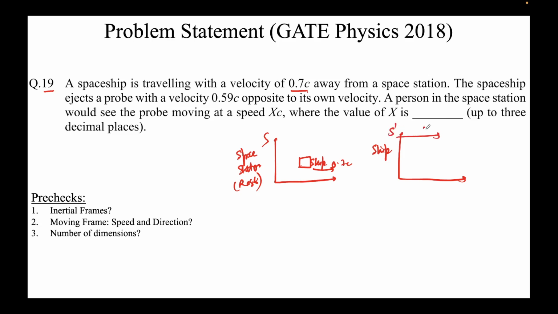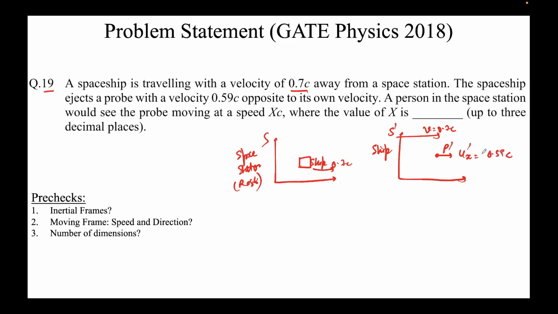So the velocity here would be 0.7c, and this is the velocity of the spaceship. And we note that the spaceship ejects a probe. So there is a probe here which is being ejected. We call this probe p prime, and its velocity would be ux prime. Why? Because it says that the probe has velocity 0.59c opposite to its own velocity. So this spaceship is ejecting a probe p prime, and it's measuring its velocity to be 0.59c.